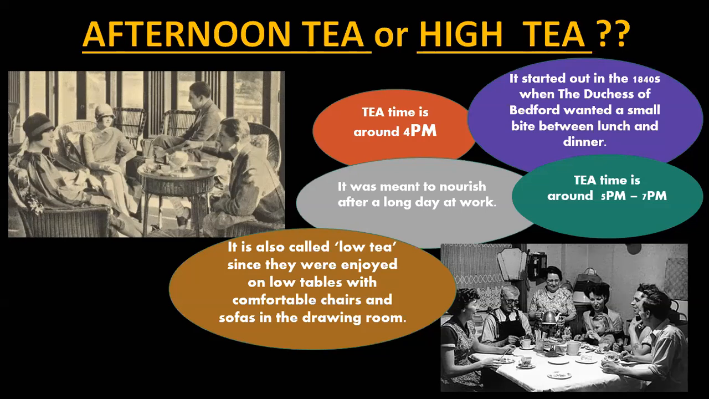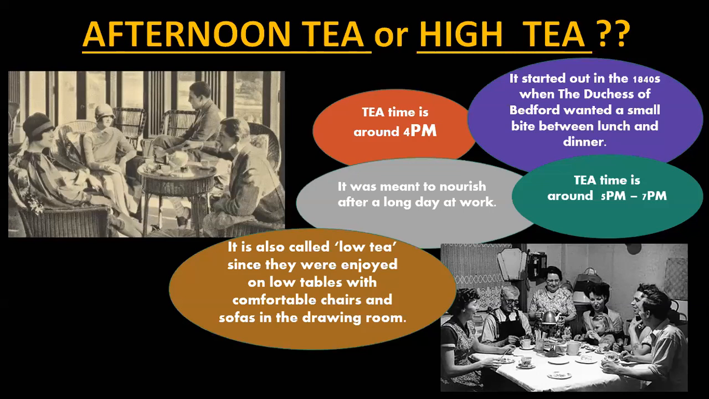And then let's go to the last one that is obviously related to the afternoon tea because of the name. It is called low tea since they were enjoyed on low tables with comfortable chairs, sofas in the drawing room. So let's go to the setting. In the first picture where we have this low tea, we have relaxed people, part of the aristocracy, and they're taking their afternoon tea just as a way to relax and chat and chill out.